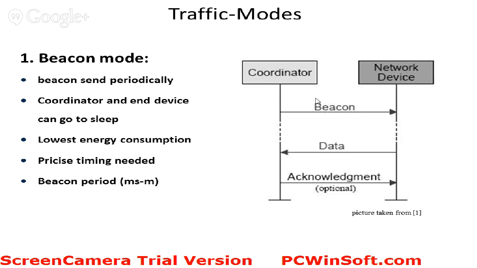There is some time lag before the actual data is sent, so that the timing offset can be adjusted, and then the actual data is transmitted by the network device to the coordinator. You can also have an optional acknowledgement mechanism. So here, as I told you, the coordinator can also be battery powered. Both the coordinator and end device can go to sleep once the data transmission has taken place. Naturally, the total energy consumption of the system would be lowest.